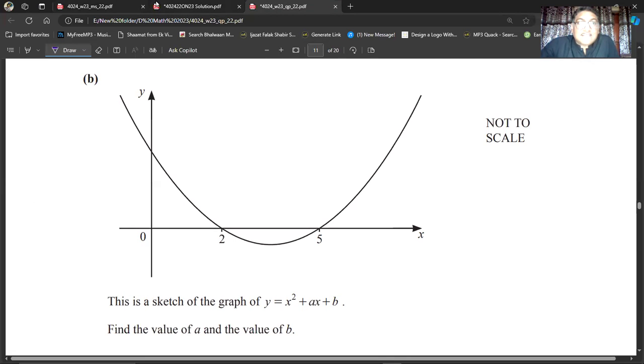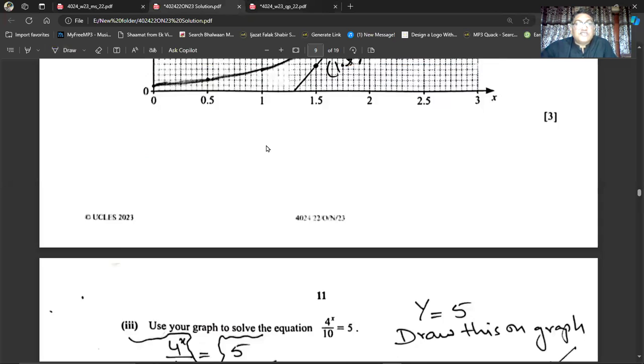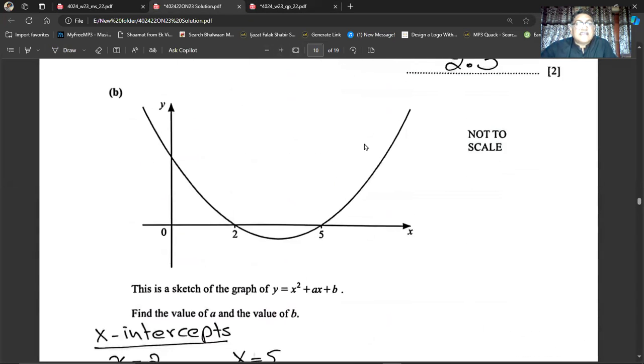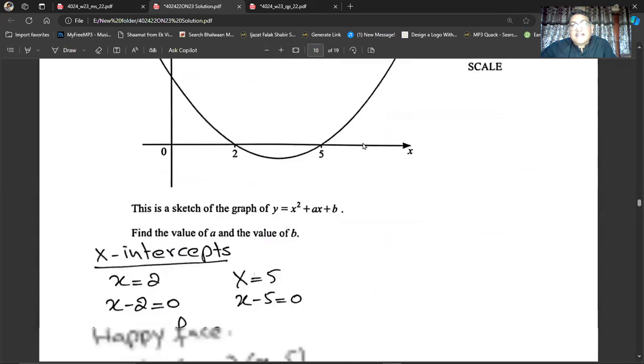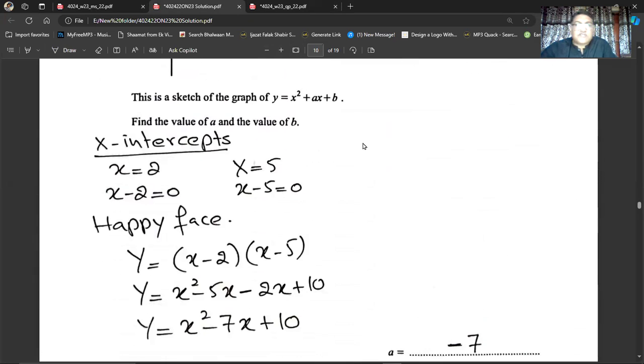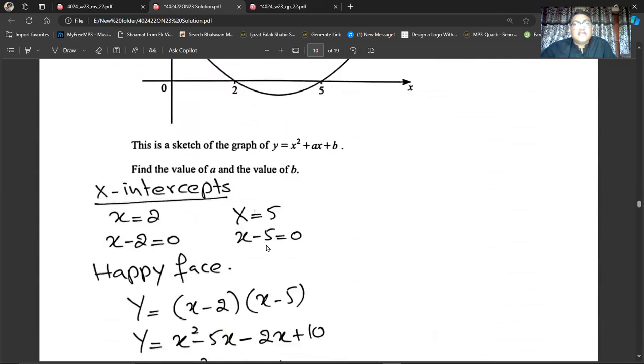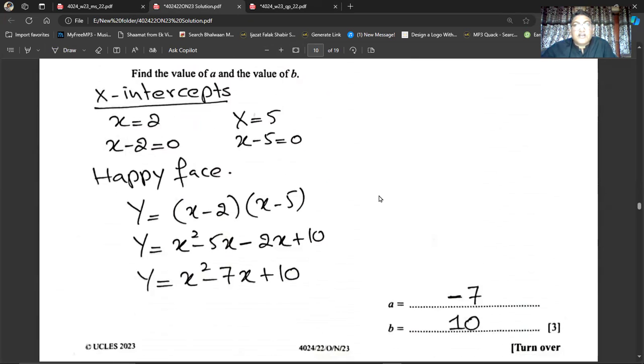So that means x equals 2, so x minus 2 is equal to 0. And we know the other x-intercept is 5, so x equals 5, so x minus 5 is equal to 0. And you can see this is the happy face, so the x squared coefficient must be positive. So I will multiply these two with each other.